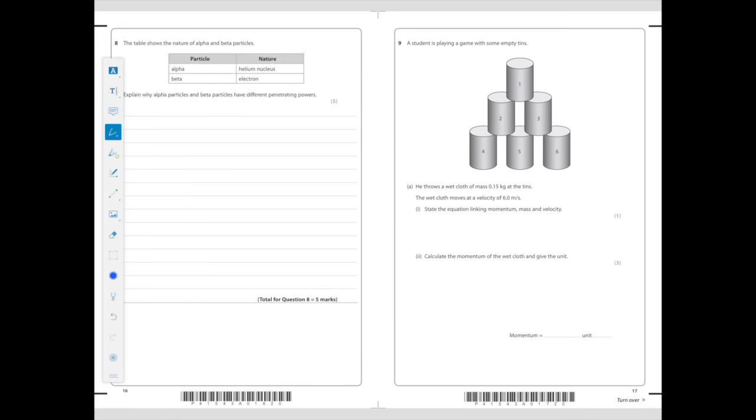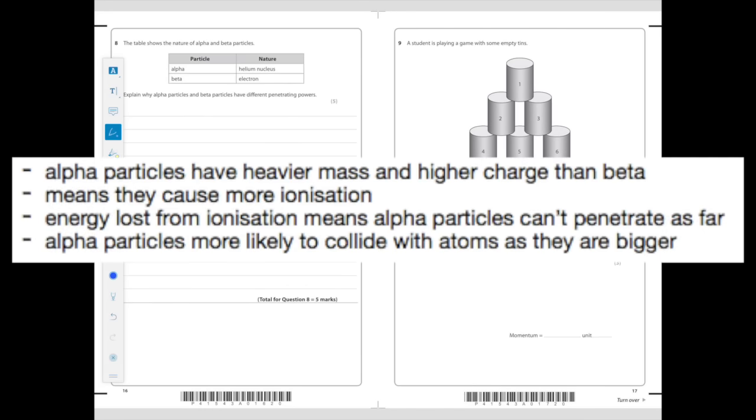The table shows the nature of alpha and beta particles. So alpha we know is a helium nucleus made up of 2 protons and 2 neutrons, and beta is a fast-moving electron. Explain why alpha particles and beta particles have different penetrating powers. So basically let's start by looking at the difference. So state first of all that alphas are much larger because they're made up of 2 protons and 2 neutrons, so they have a heavier mass, they have a higher charge. This means that they cause more ionization, which means they can't penetrate as far. And that's due to all the energy which has been lost as they've caused lots of ionization.